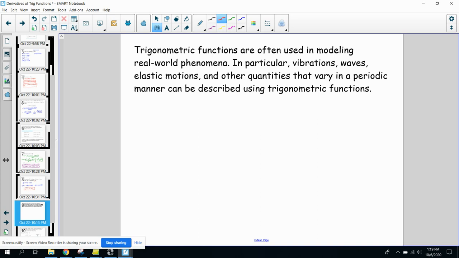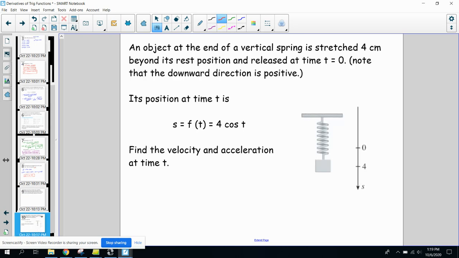Trig functions are often used in modeling real-world phenomena. In particular, vibrations, waves, elastic motions, and other quantities that vary in a periodic manner can be described using trigonometric functions. So we're just going to look at one quick example. An object at the end of a vertical spring is stretched 4 centimeters beyond its rest position and released at time t equals 0. Note that the downward direction is positive. So its position at time t is s equals f of t equals 4 cosine t. That's our position function. Find the velocity and acceleration at time t.